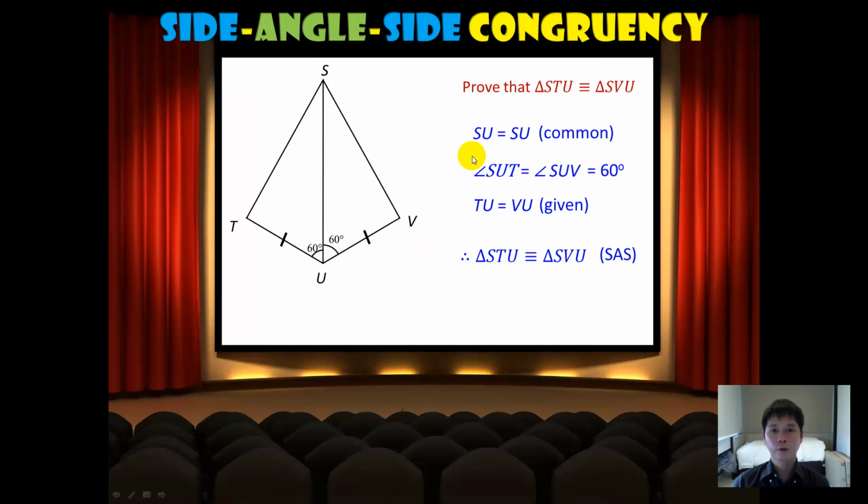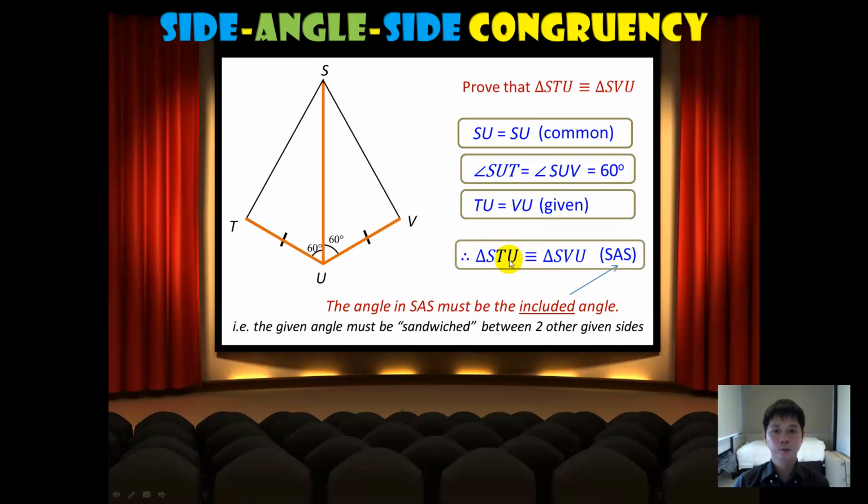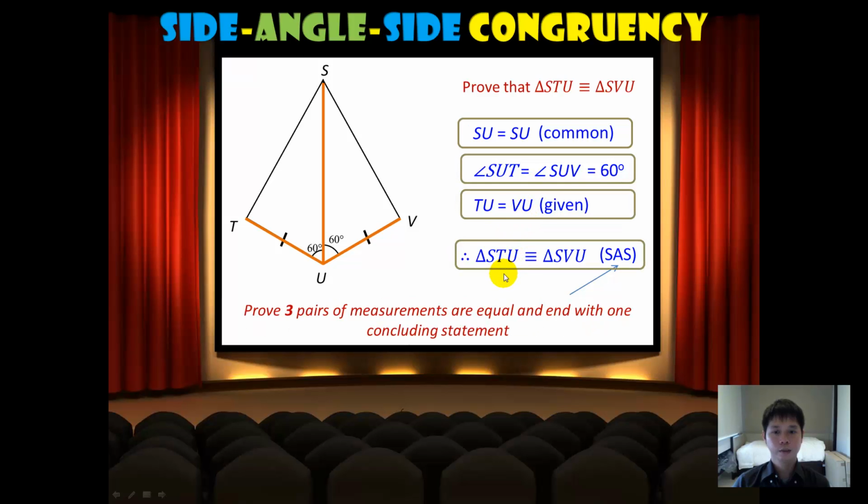Now do ensure that while writing all the lengths, angles, or triangles, all the vertices here must be corresponding. Now the angle in SAS must be the included angle. So is 60 degrees here the included angle? Yes, because the angle here is sandwiched between two given sides. Now once again, do ensure that you have proven 3 corresponding measurements are equal and there is one concluding statement.